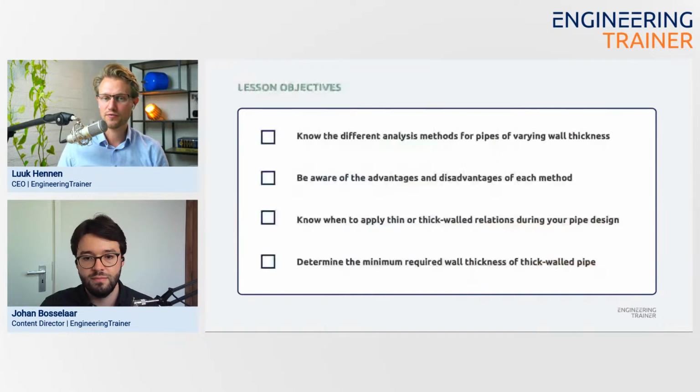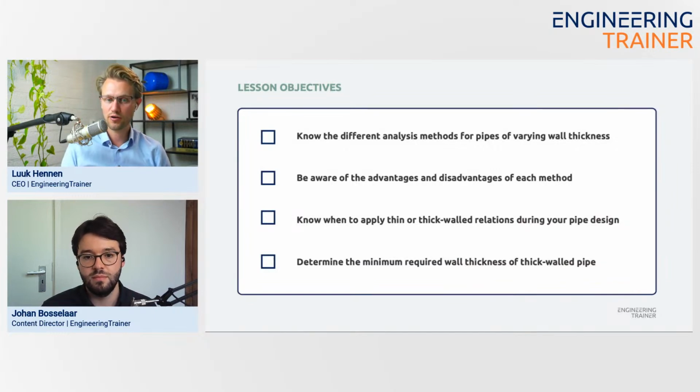So for the final slide, I thought it would be nice to just run over some of the objectives of the module that you'll find on EngineeringTrainer.com. So the first one is to know the different analysis methods of pipes of varying wall thickness. And we already showed you the thin walled assumption and the equation resulting from that, and Lamé's equation. And in the module, there will be a lot more emphasis on both and visuals and examples to illustrate those.